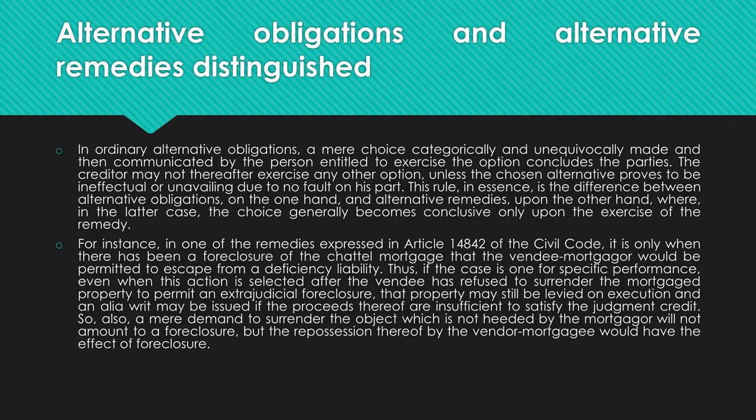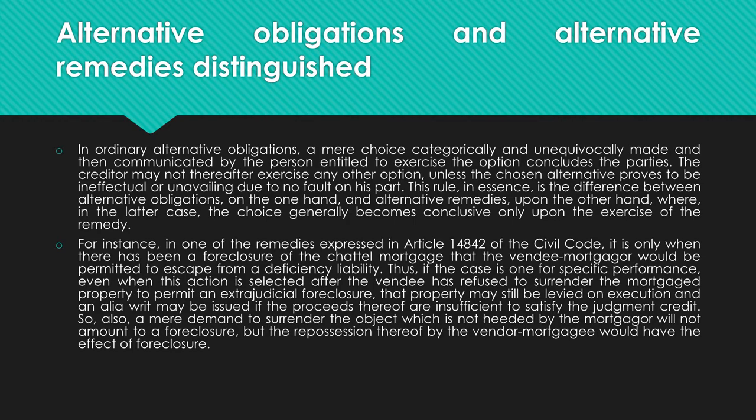So, in ordinary alternative obligations, a choice categorically and unequivocally made and then communicated by the person entitled to exercise the option concludes the parties. The creditor may not thereafter exercise any other option unless the chosen alternative proves to be ineffectual or unavailing due to no fault on his part.